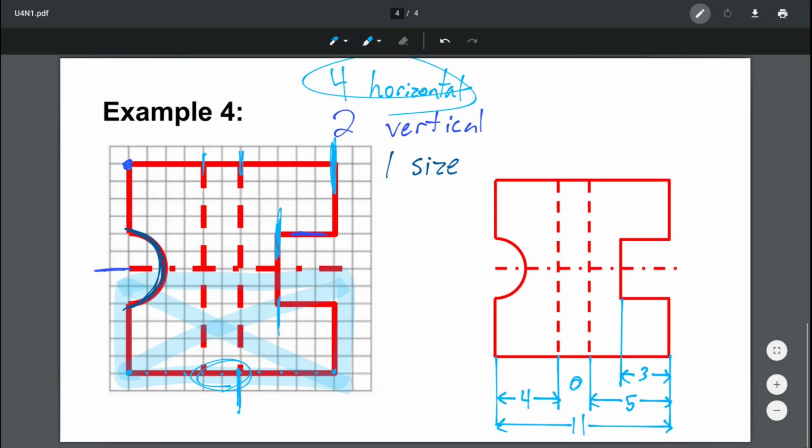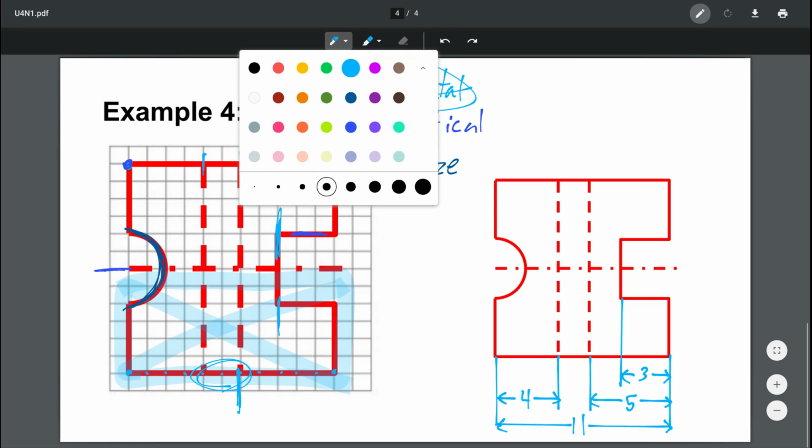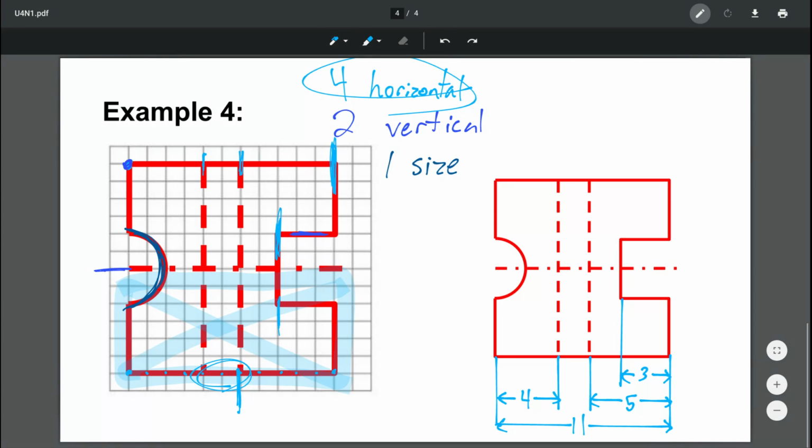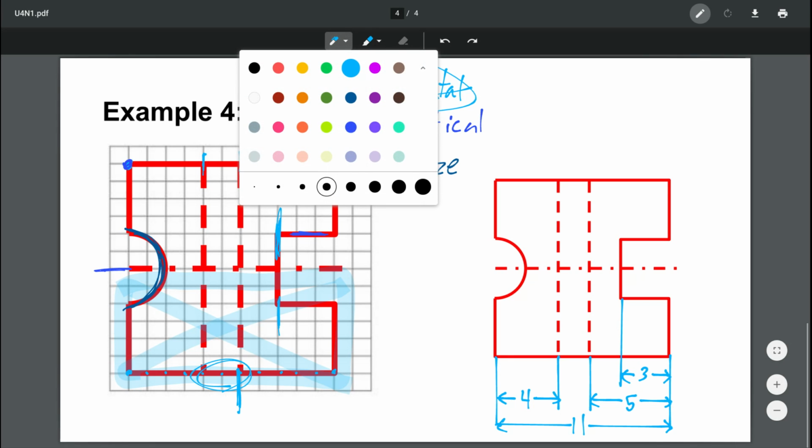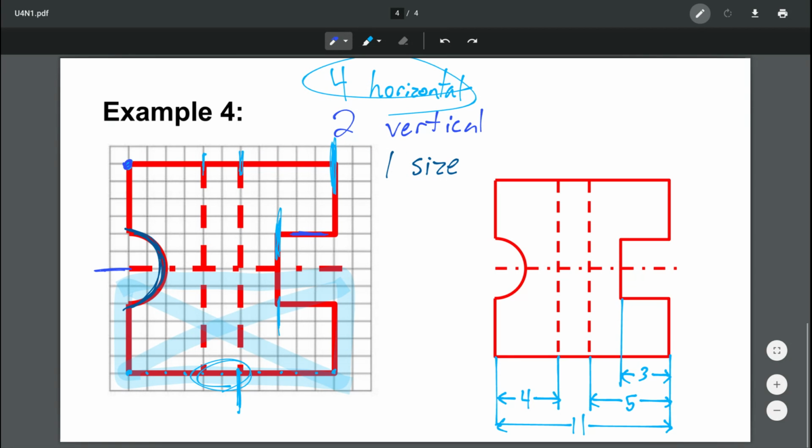I didn't dimension this directly, but by using the total width of 11, you can subtract 4 and 5 from 11 to figure out that 2. And that should remind you of drawings that we've done before where we've had to do a little bit of arithmetic in order to figure out different dimensions, even if they're not listed explicitly.